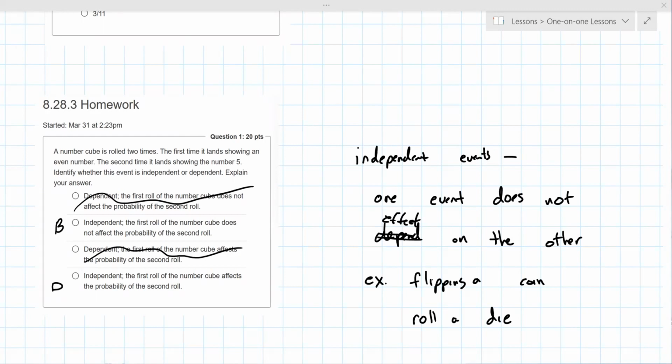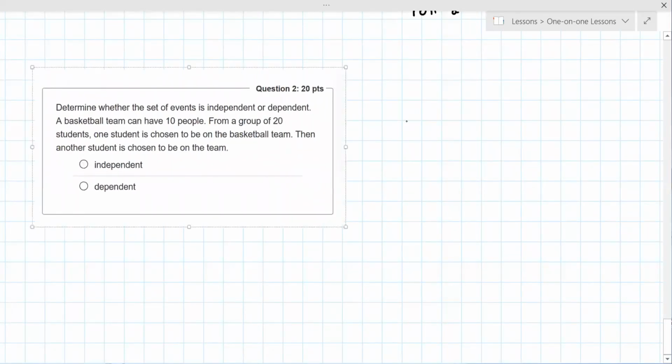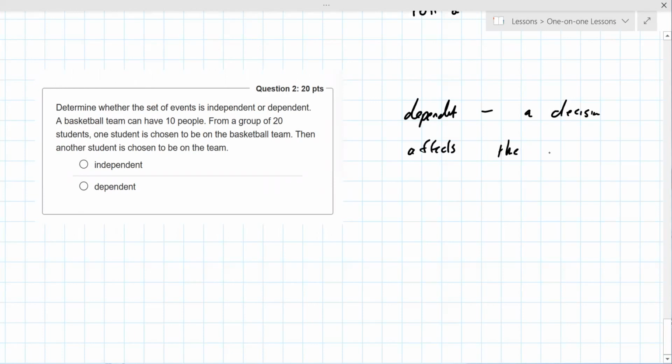So in the same way, when you have an event that's dependent, it means that a decision affects the next decision.